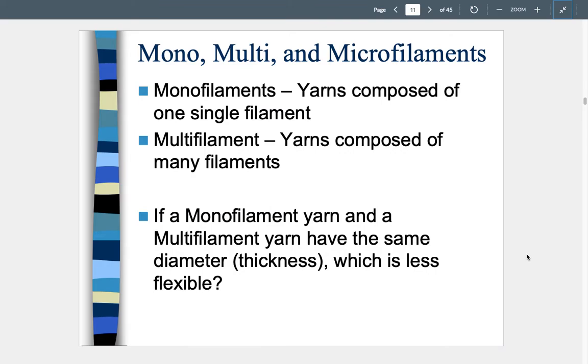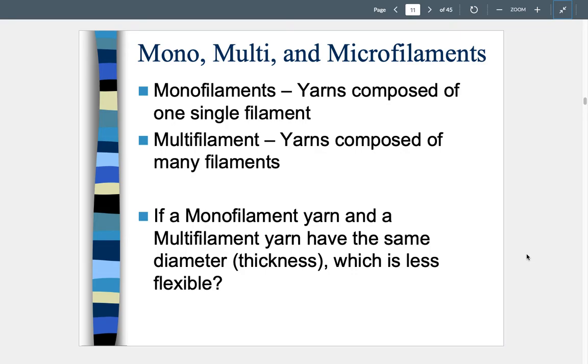Okay. Mono, multi, and microfilaments. These are a subsection of filament yarns. So monofilaments, you can kind of think of these as a yarn composed of one single filament. Again, think about that idea of the spinneret. Think about the video that we watched at the very beginning of the semester where all of those fibers are falling out of a spinneret head, hundreds of fibers. They're all very long. They're all very strong on their own. But again, the woman that's working in the laboratory, she spins them and gets them ready. She prepares them for the yarn.